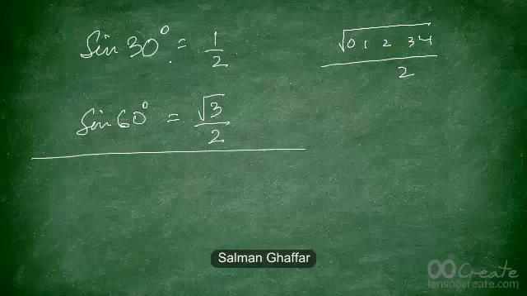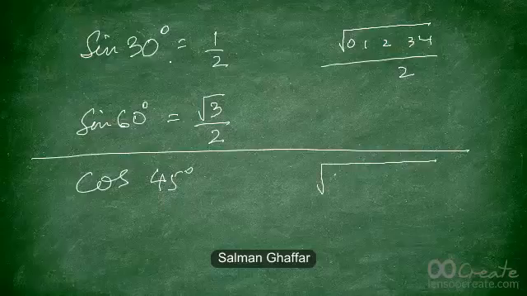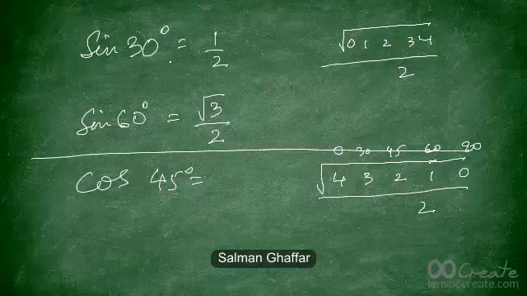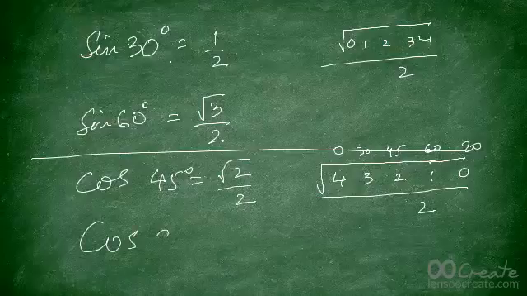Okay, and let's try out some cos angles. What is cos of 45 degrees? Remember, it was the other way around. We had 4, 3, 2, 1, 0 over 2. And this was 0 degrees, 30, 45, 60, and 90. So what's cos 45? Root 2 over 2. And cos 90. Try to do it without looking. It's 0.